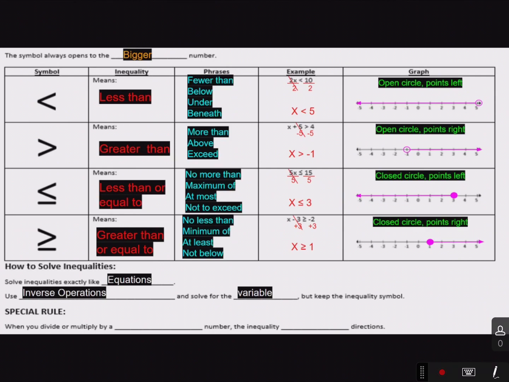When you divide or multiply by a negative number, the inequality is going to switch directions. So this is one of the differences between equations and inequalities, is that when you're dividing or multiplying by a negative number, your sign is going to flip around. So if it was less than, it's now going to be greater than.